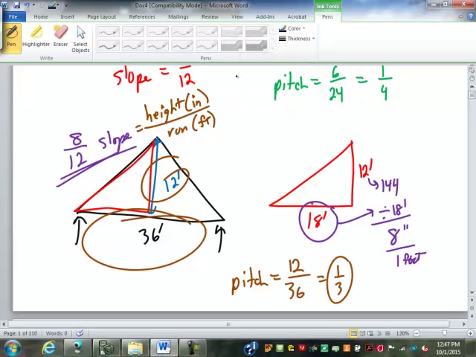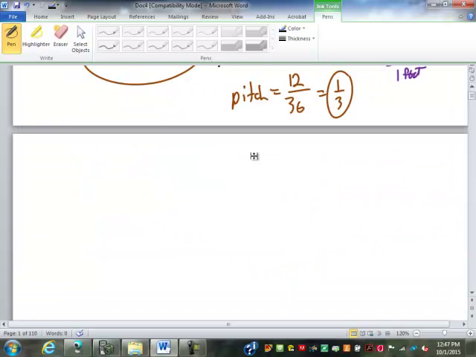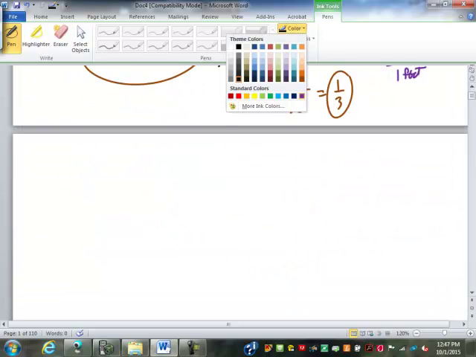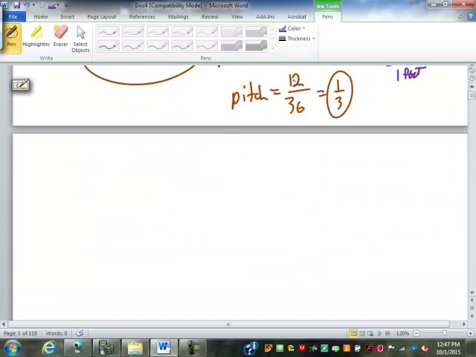So if we want to convert between pitch and slope, how would we do it? Well, pitch, of course, that's in feet per foot. So there's no units there. 1/3 is unitless. There's 1 foot of rise for every 3 foot of span. How the pitch is used, by the way, is just that.